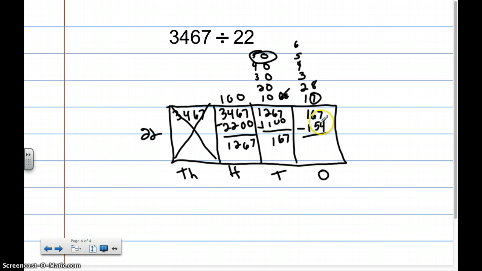7 minus 4, 7, 6, 5, 4, 3. 6 minus 5 is going to be 13. 13 is smaller than 22, so I am done. So I have to take the 50 plus the 7, which is going to equal 57. And I have a remainder of 13. Now, I have a double-digit remainder, but my double-digit remainder is still smaller than this number, so it still works.